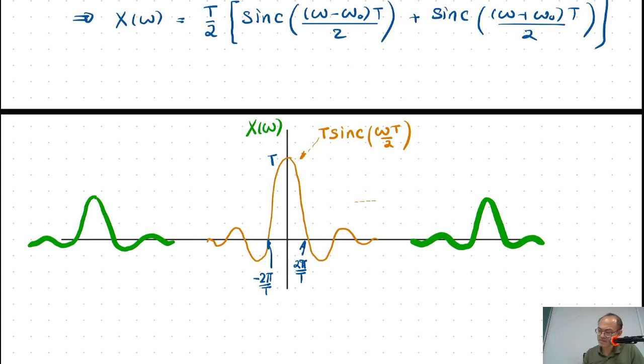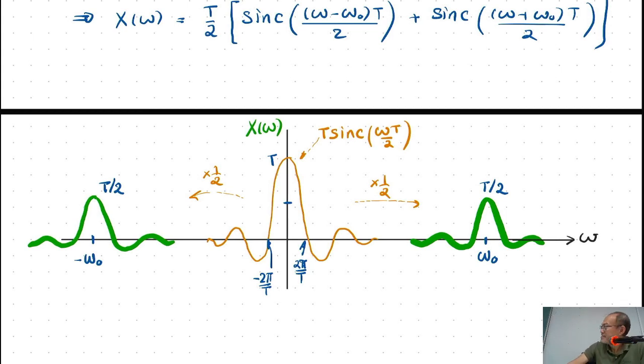So this one is multiplied by 1/2 and moved to the right, and multiplied by 1/2 and shifted to the left. So the frequency scale would be omega 0 and minus omega 0. And this, of course, is t over 2. Okay, t over 2 here.